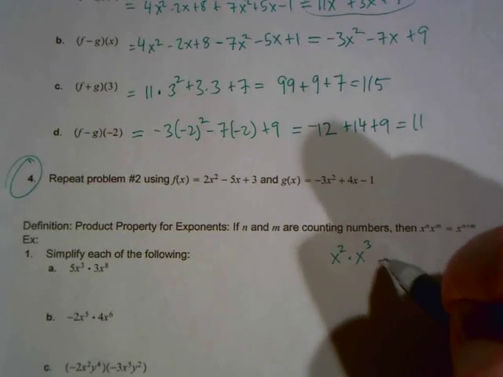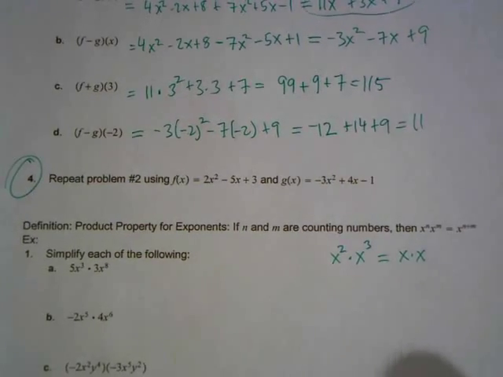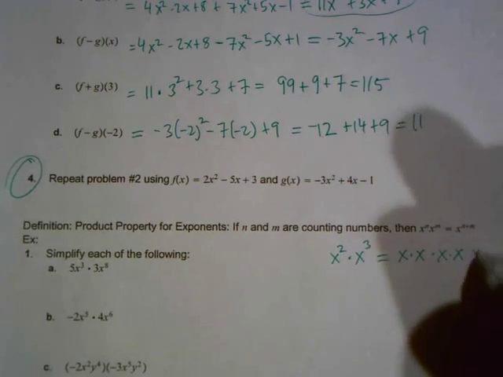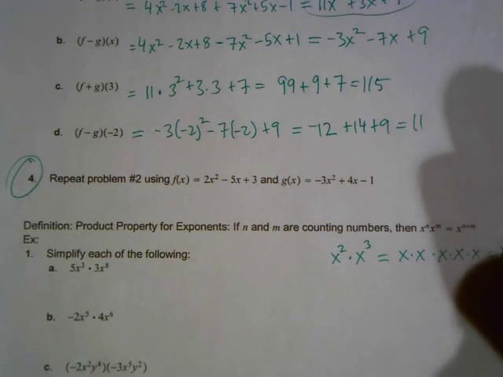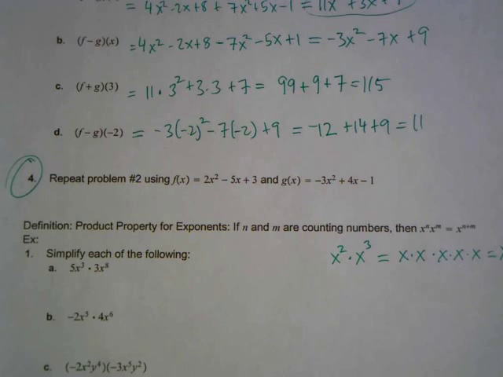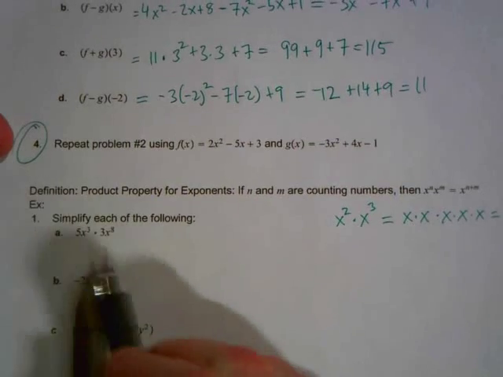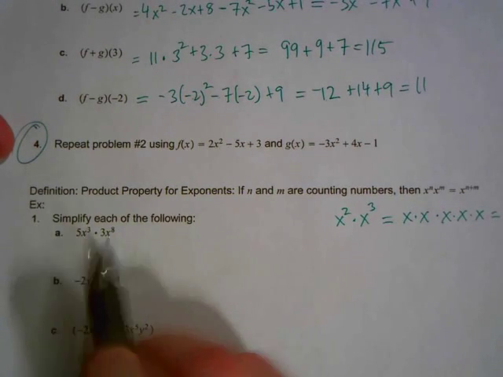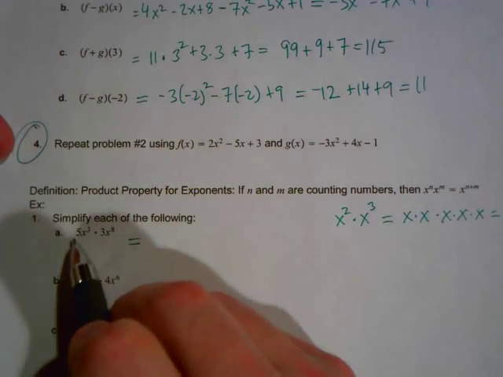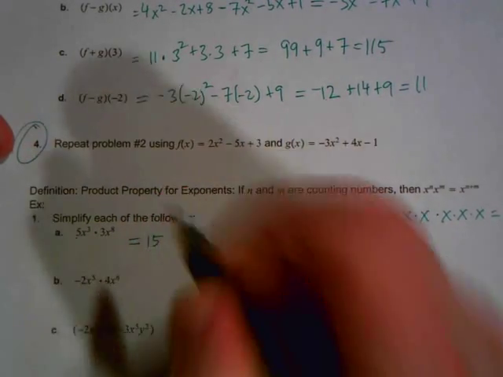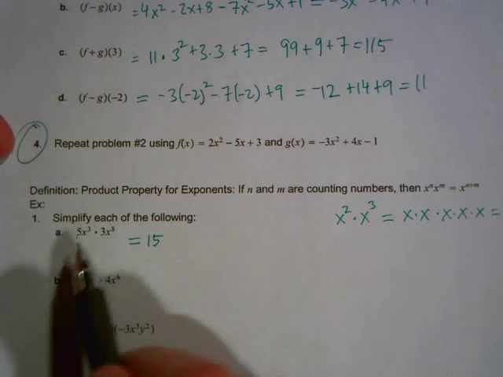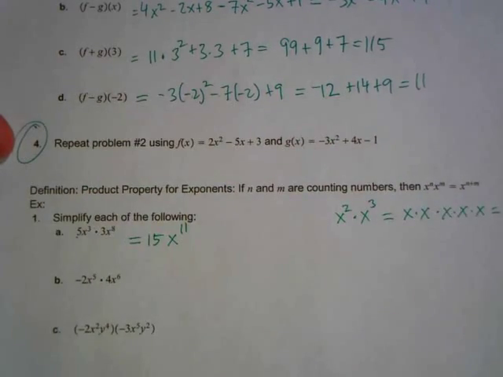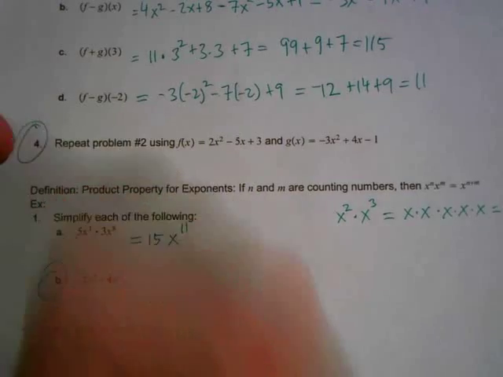And here's why that works. X squared means to take x times x, and x cubed means multiply x 3 times. So altogether I have 1, 2, 3, 4, 5 x's being multiplied together. I simply add my exponents. Alright, so that's what we're going to use here in problem 1. If I want to take 5x cubed and multiply by 3x to the 8, I multiply the numbers. 5 times 3 is 15. And then x cubed means I would have 3 x's. X to the 8th would mean 8 more x's. 3 x's and 8 x's all together would make 11 x's. Okay? B is for you.